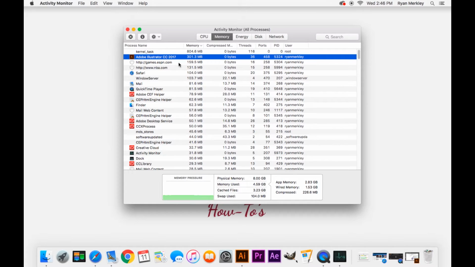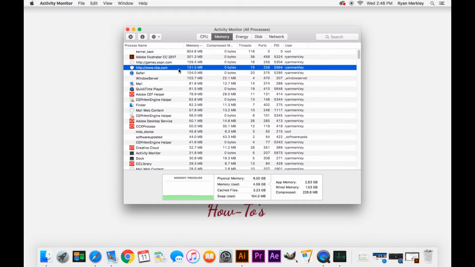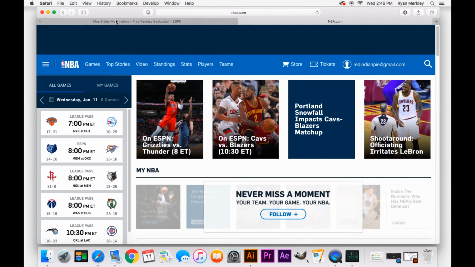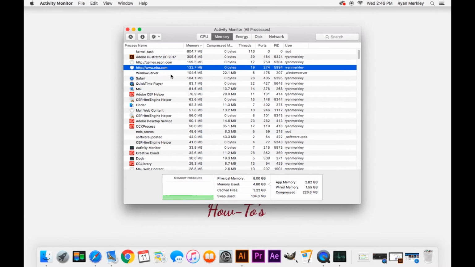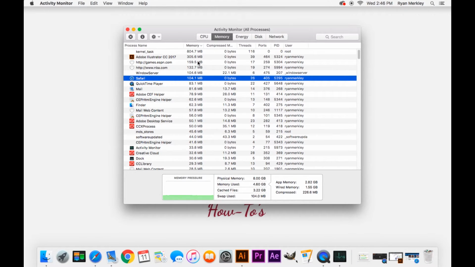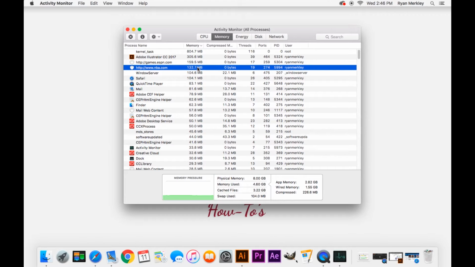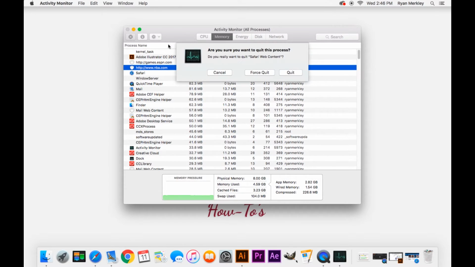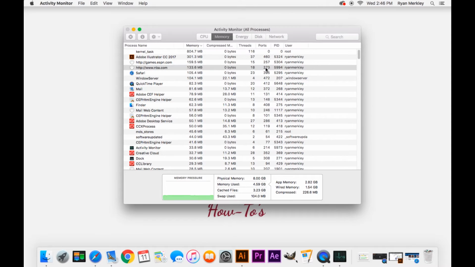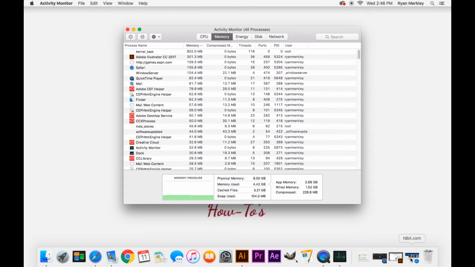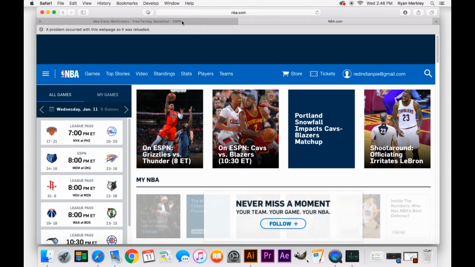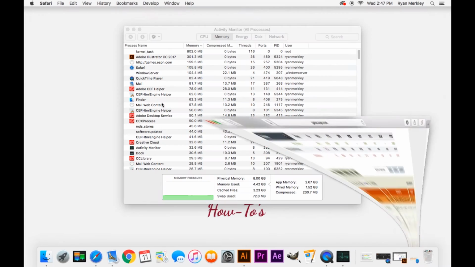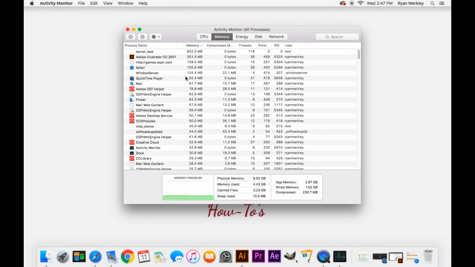You can also see in here, these are tabs that I have open in Safari, NBA.com, for example. It shows up right here, so you can actually see which tabs are using up a lot of memory as well, and you can know if you need to close out of those tabs. But again, you can always close out of processes using this stop sign right here. And it says, are you sure you want to close this? You can quit it, or you can also force quit it if it is non-responsive. And then if you go back into Safari, you'll see that a problem has occurred, so it's reloaded. And so that way you can force it to reload itself if there is any problem.